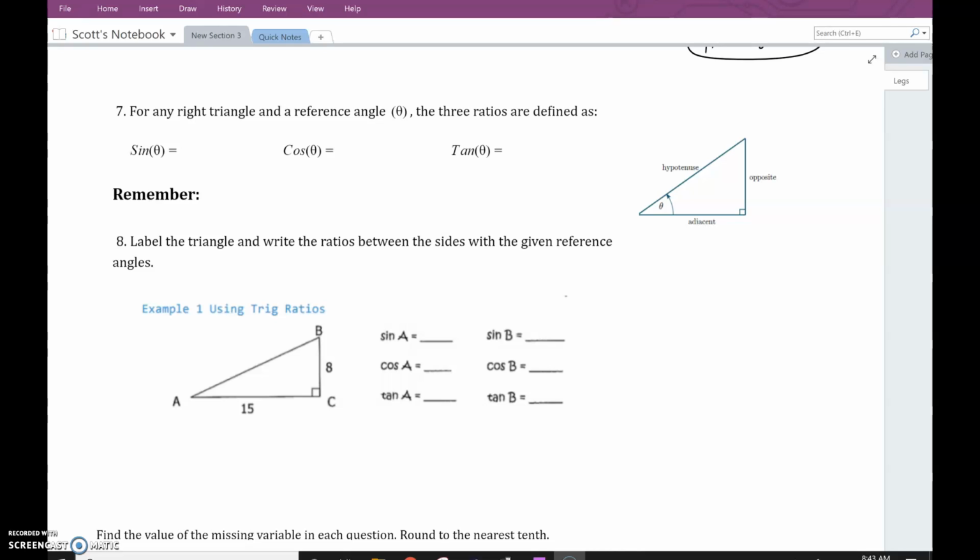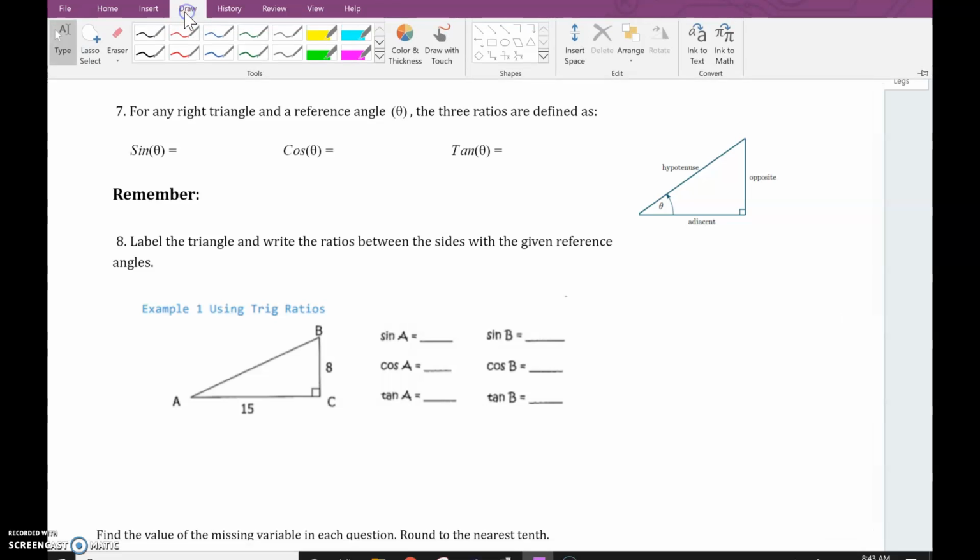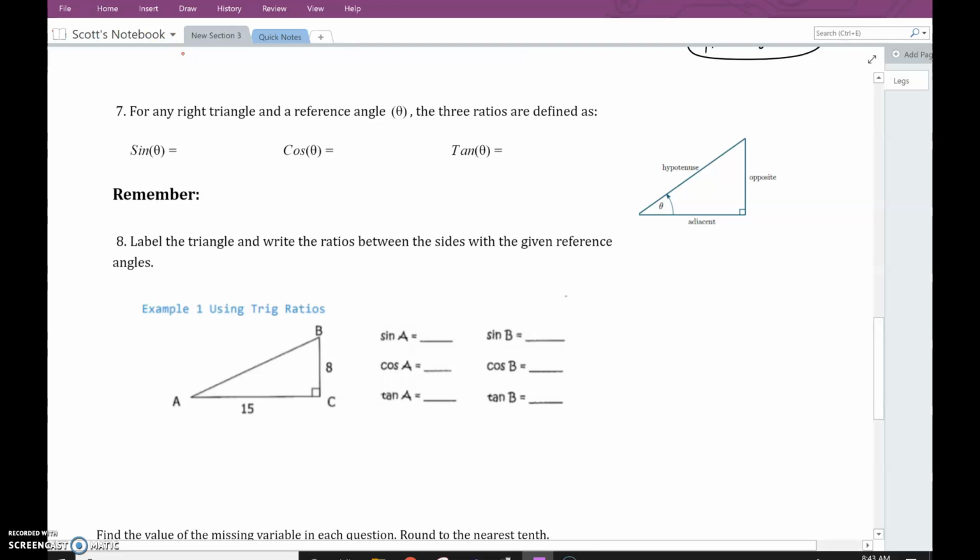Okay, so for number 7 here, for any right triangle with a reference angle theta, so that'd be this over here, there are 3 different ratios associated with any specific angle in a right triangle: sine, cosine, and tangent. These are different fractions, or combinations, of the hypotenuse, adjacent, and opposite. So the sine ratio is the opposite over the hypotenuse.